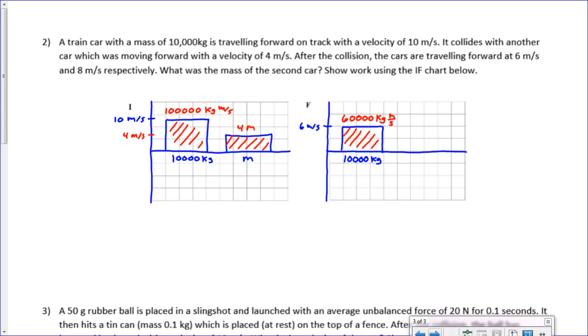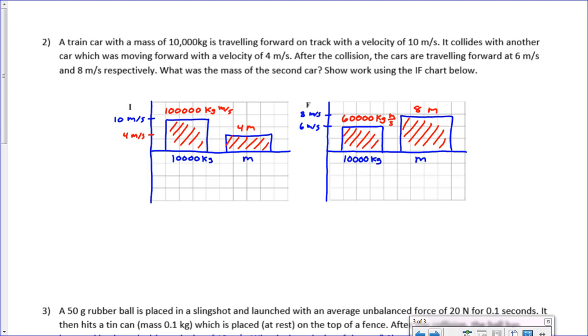The other car is going faster. It's going here at something like 8 meters per second. And we don't know what its mass is, so again, I'm just going to call it m. It's going to be the same mass as what it was originally. And if I think about what the area of this rectangle would be, then it's going to be 8 times whatever my mass is. And then the last crucial step to this is remembering that momentum is conserved.